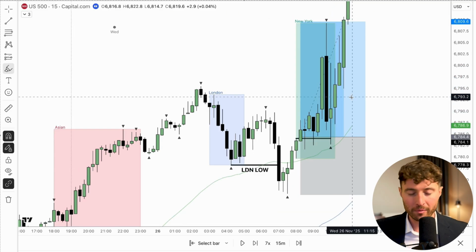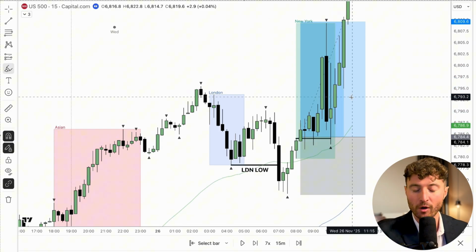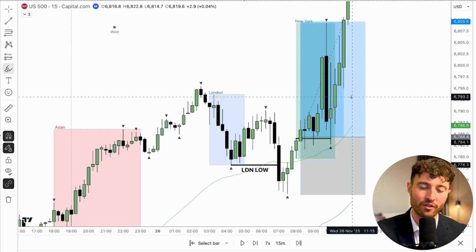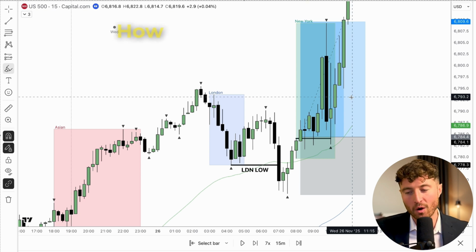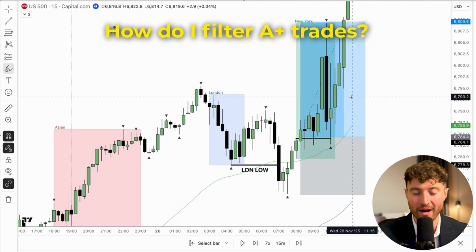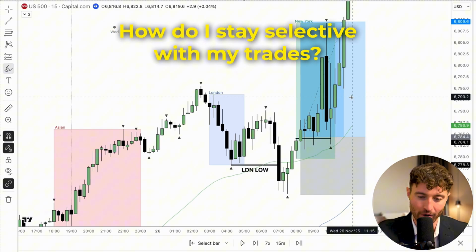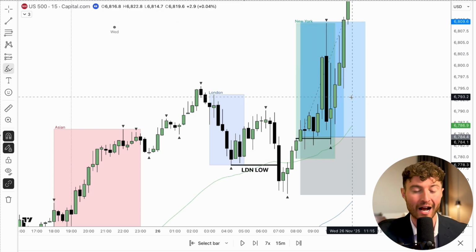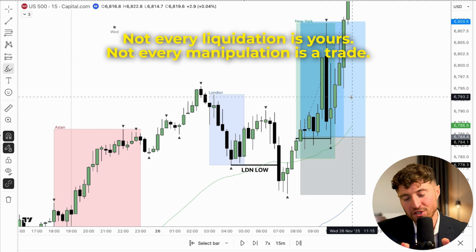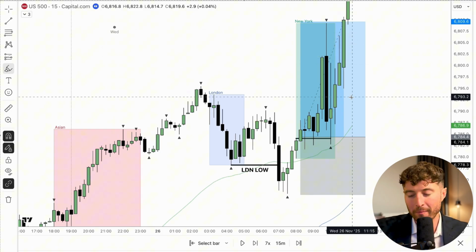Right? Apart from this, you need to know what is going to be your A plus trade. This is a very simple mechanical framework that you can instantly implement in the market. What you also need to ask yourself is, how do I filter for A plus trades? How do I invalidate trades? How do I be selective with my trades? And it's making all of this mechanical that is extremely important to you. Because at the end of the day, you can't just take every liquidation. You can't just take every manipulation. You need that mechanical framework in order to work out how we do this.